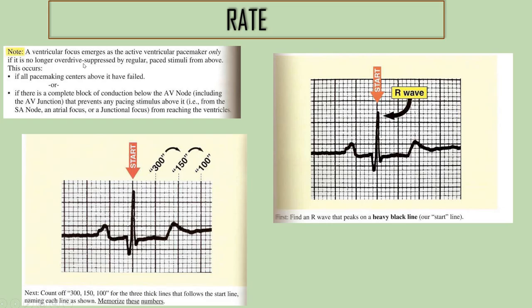The ventricular focus emerges as the active ventricular pacemaker only if it is no longer overdrive suppressed by regular pacing stimuli from above. This occurs if all pacemaking centers above it have failed or if there is complete block of conduction below the AV node, including the AV junction, that prevents any pacing stimulus above it, that is, from the SA node and atrial focus or junctional focus, from reaching the ventricles. Read again.